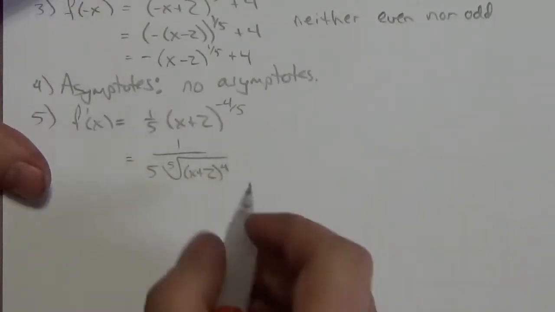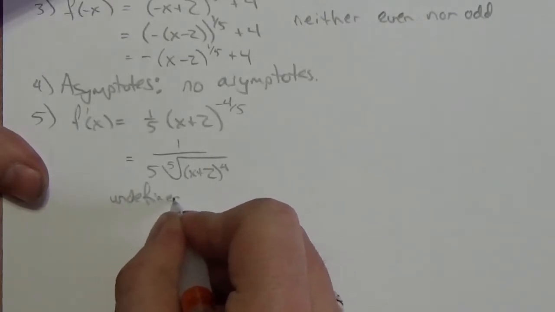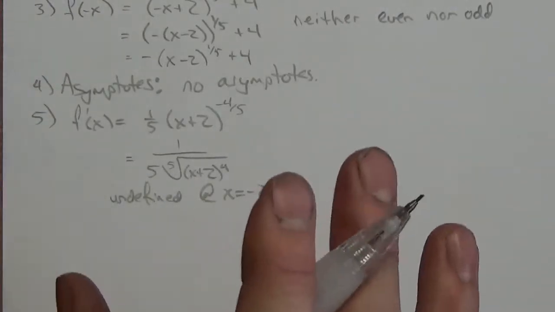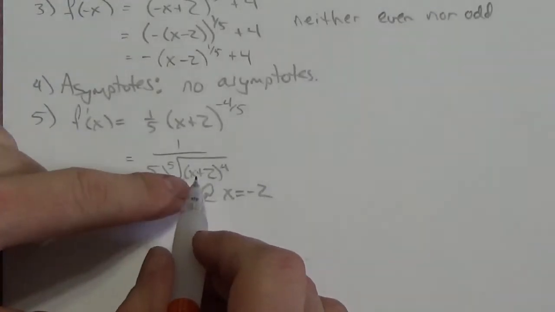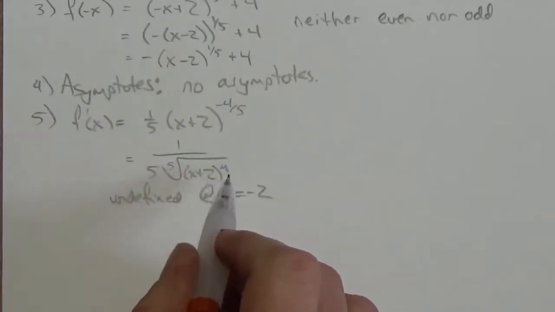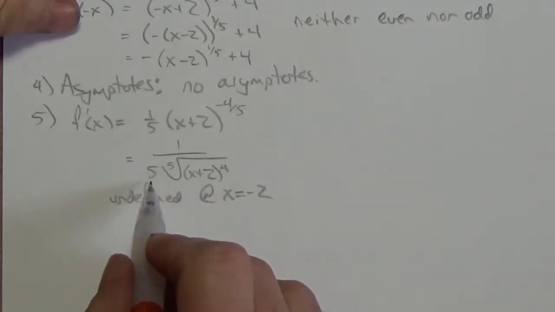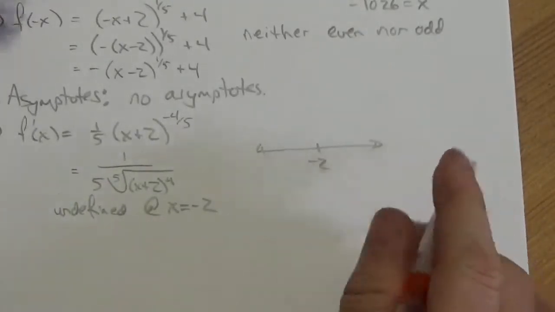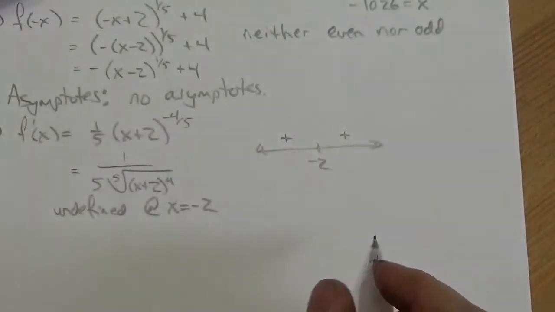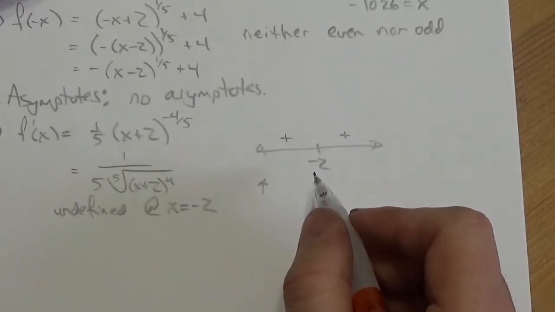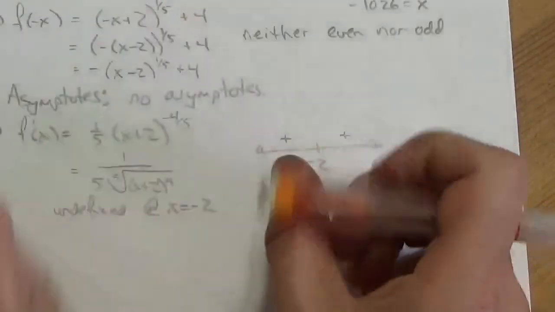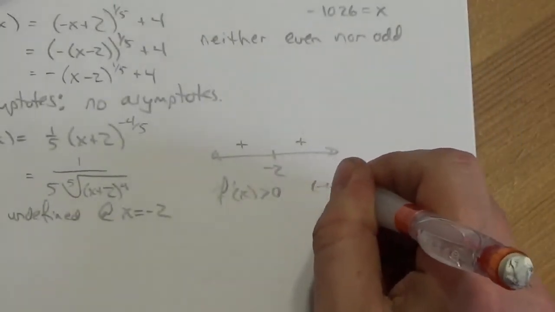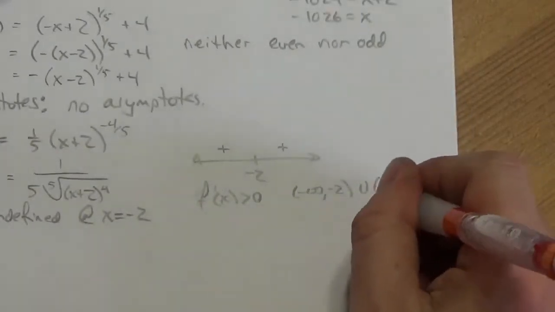A couple of things here. Notice that this is undefined at x equals negative 2. As soon as you let x equal negative 2 here, this is undefined. But no matter what other value you plug into this, other than negative 2, you're going to take it to the fourth power, which will make it positive. The fifth root of a positive is positive, times 5 is still positive, 1 over that. So essentially, if I look at my number line, at negative 2 the derivative is undefined. But to the left, it's positive, and to the right, it's positive, meaning that this graph is increasing. So the derivative is positive on the interval negative infinity to negative 2, union negative 2 out to infinity.